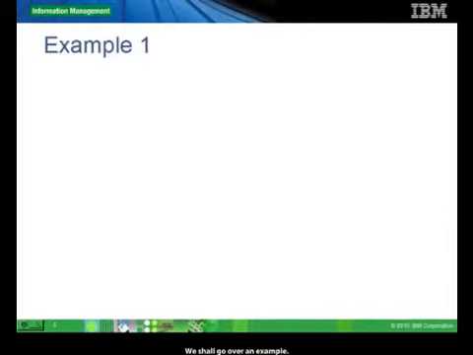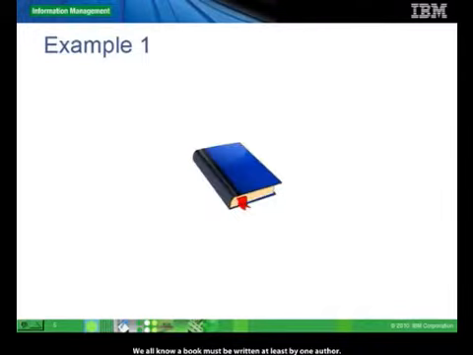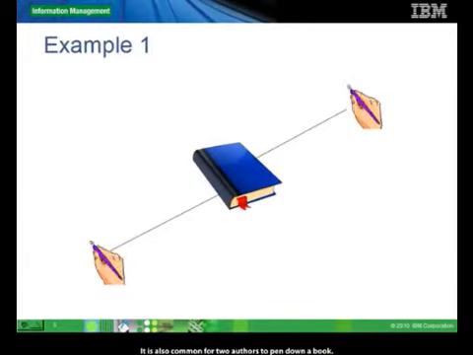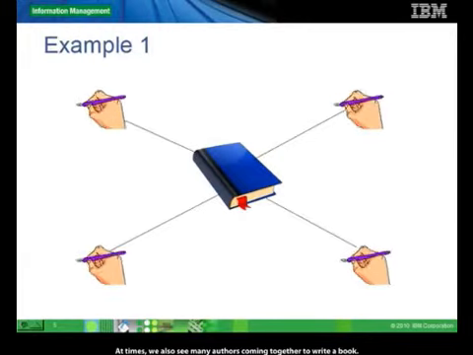We shall go over an example. We all know a book must be written by at least one author. It is also common for two authors to pen down a book. At times, we also see many authors coming together to write a book.